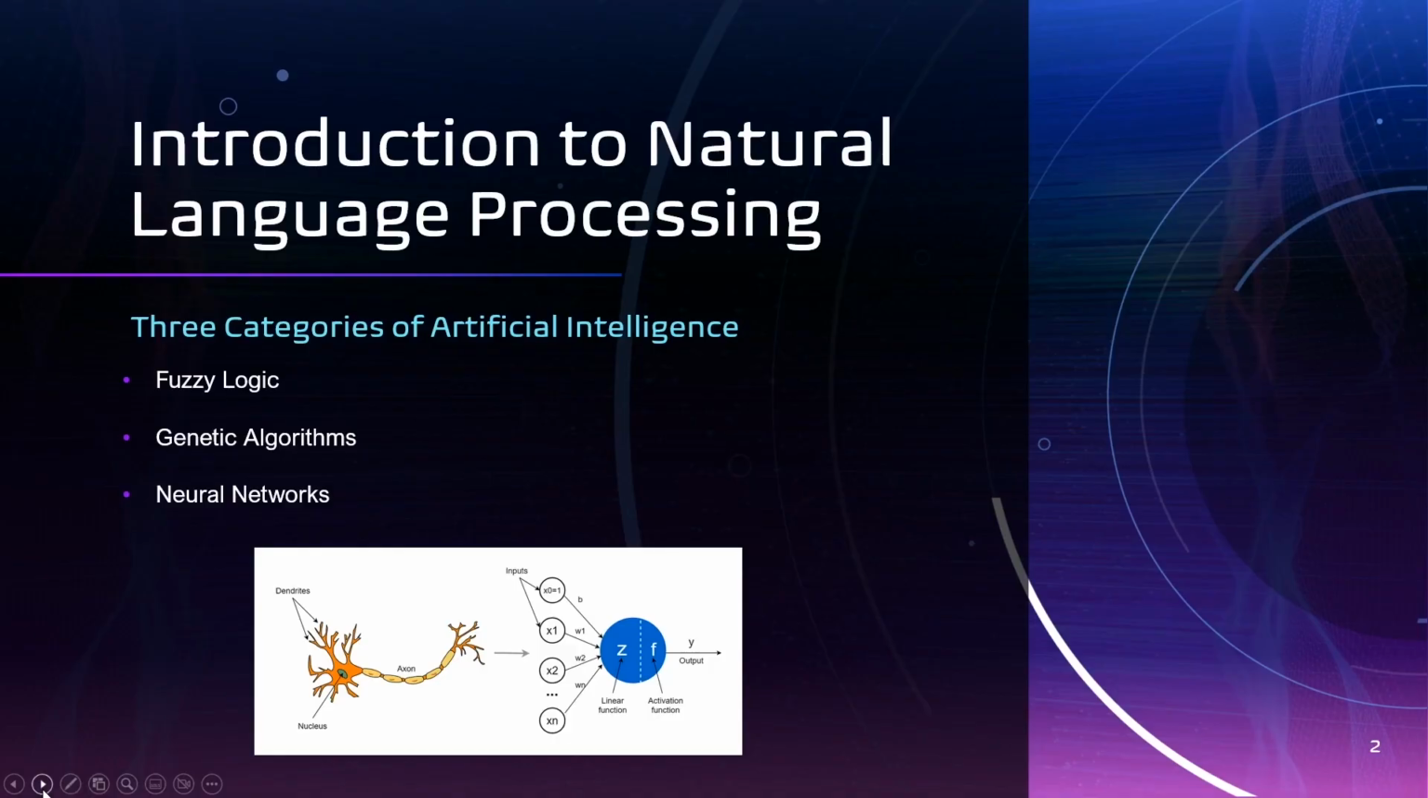All right. So let's talk about natural language processing. So before we get into the actual aspect of natural language processing, I would like to talk about artificial intelligence as the prelude. So when it comes to artificial intelligence, there are three main categories. When we're speaking mathematically, that is, there's fuzzy logic, there's genetic algorithms, and there's neural networks. So I'll talk briefly about fuzzy logic and genetic algorithms, but neural networks is what we're really interested in today.